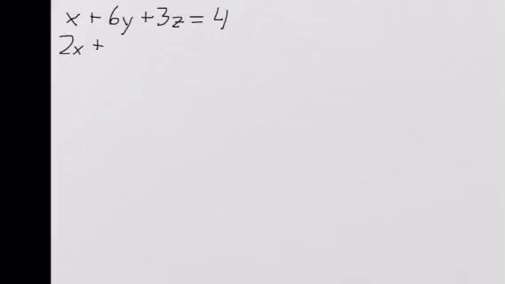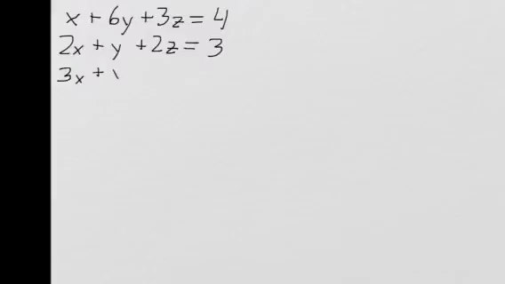So I give you the system of equations: x plus 6y plus 3z is equal to 4. 2x plus y plus 2z is equal to 3. And 3x minus 2y plus z is equal to 0.